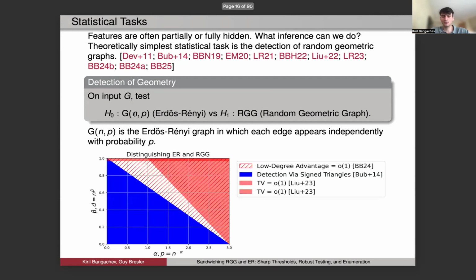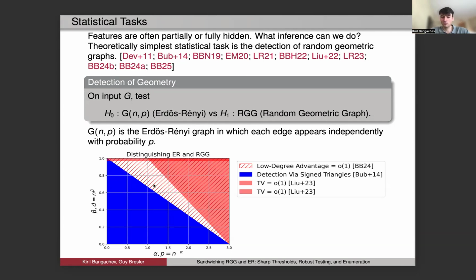So here's a diagram with the state-of-the-art results. First, in blue, there is some region, depending on the probability of connection p and the dimension d, in which we know that detection is possible by counting signed triangles. As I said, we expect that random geometric graphs have more signed triangles than Erdos-Renyi. On the other hand, there is some regime in red in which we know that the total variation distance is close to zero, which means that no test separates those two distributions.